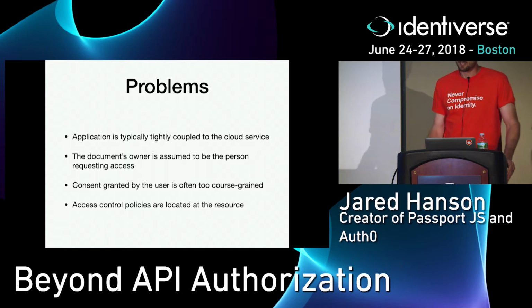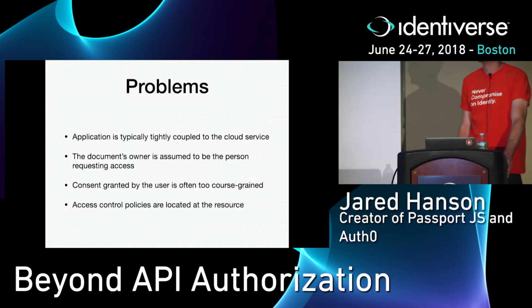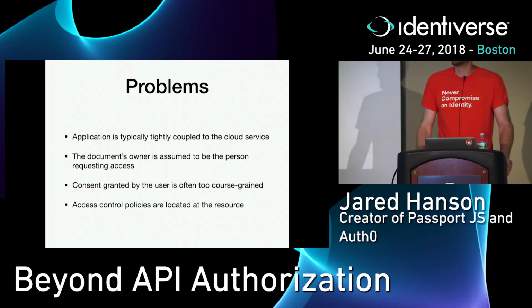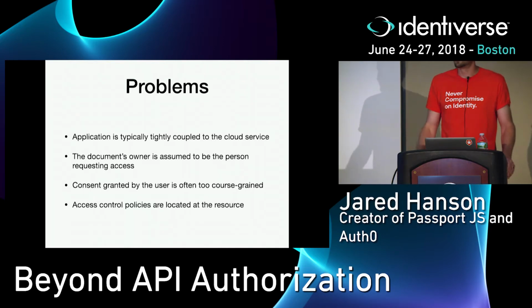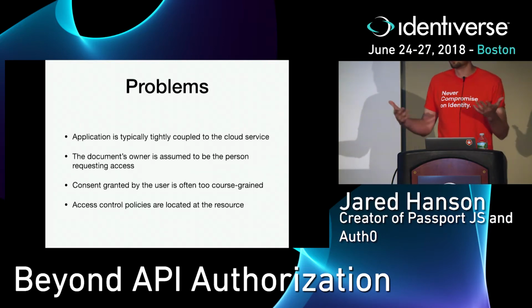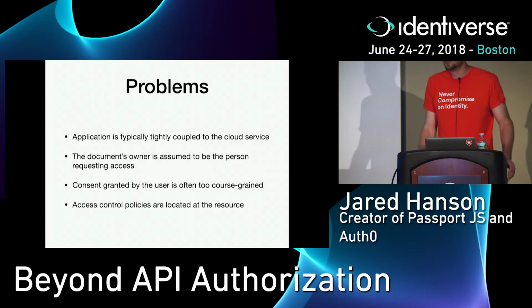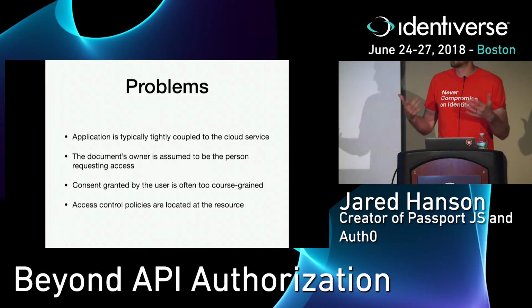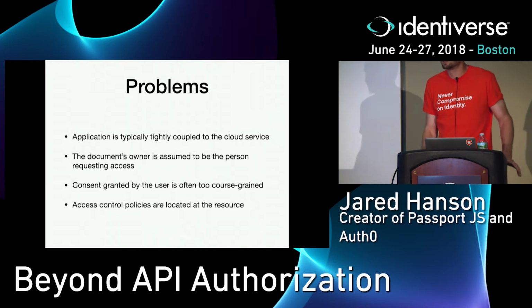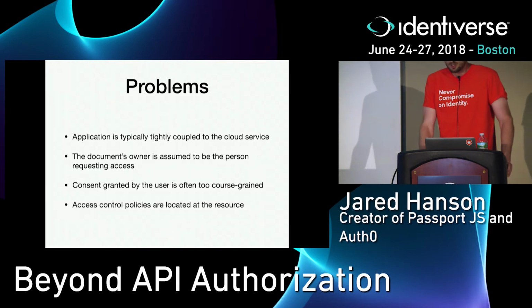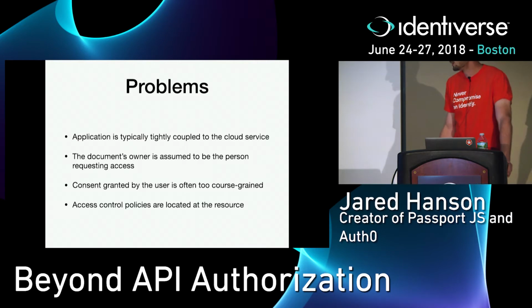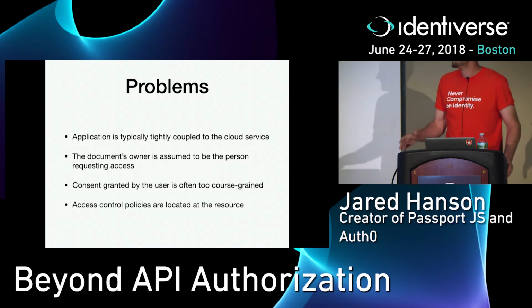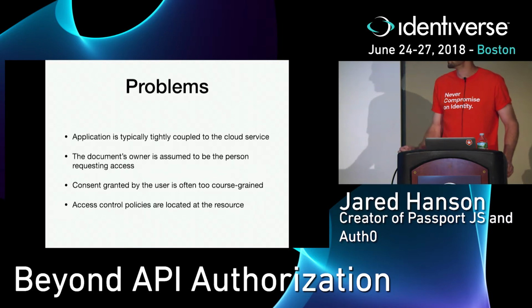The consent granted by the user is often too coarse-grained. My favorite example of this is GitHub. I have a bunch of public and private repos on GitHub and a number of services that want to integrate with GitHub. Anytime I connect them up, they often ask if they can have all the access to all my repos, which is oftentimes something I don't want to give. But the level of granularity that OAuth provides to GitHub and how they've implemented it is too coarse-grained to let me pick specific repos and specific scopes of access.